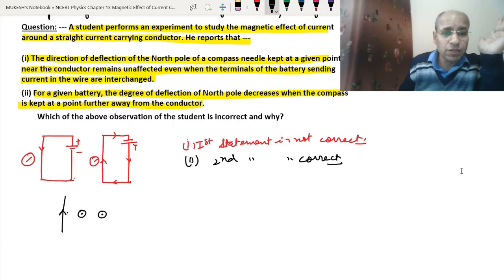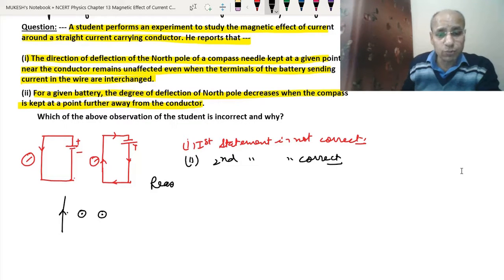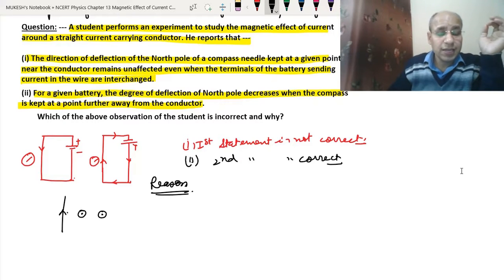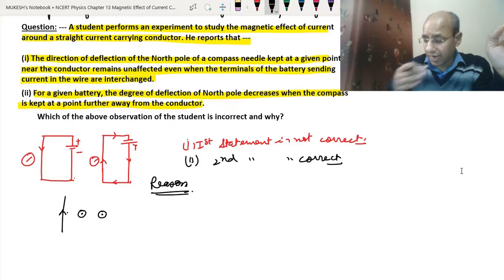They ask which observation of the student is incorrect. So the first is incorrect. Now we have to write the reason also. What is the reason here? As we know from the right hand thumb rule, when we change the direction of the current, the direction of deflection also changes. So this is the reason that we can write here.